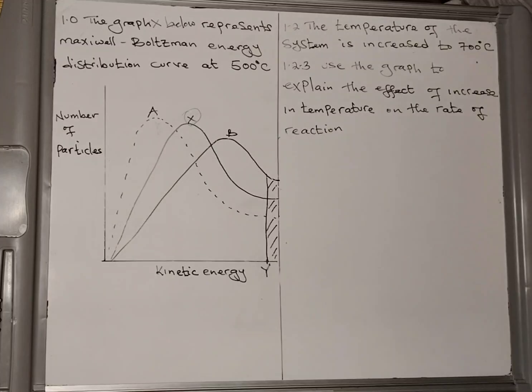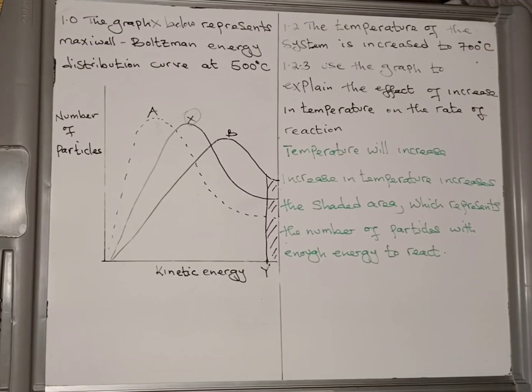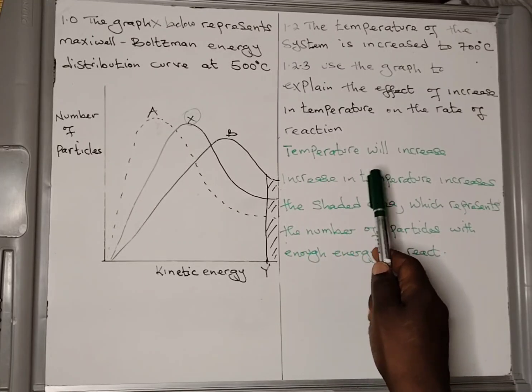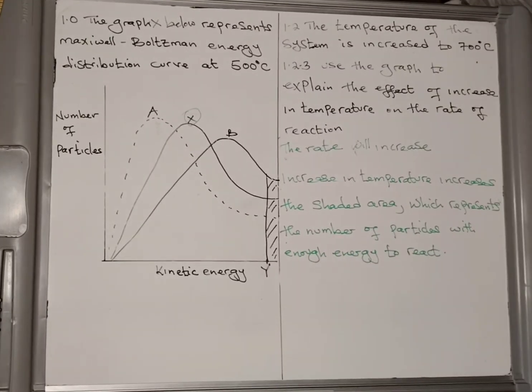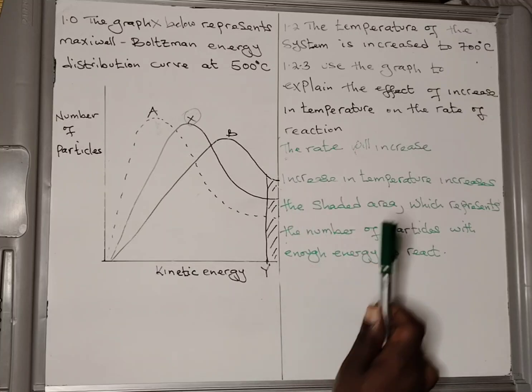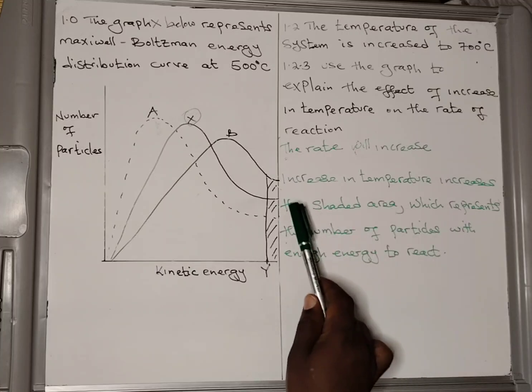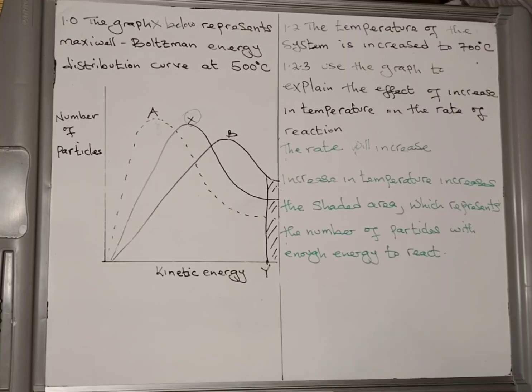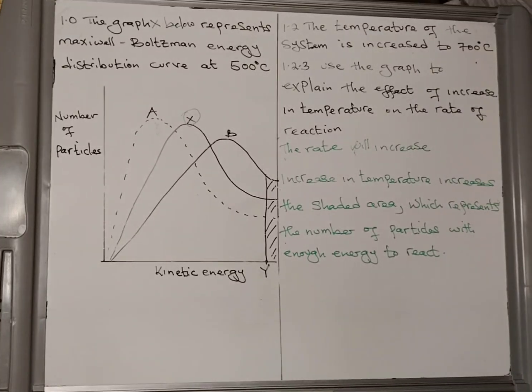Okay, let us look at that. So temperature. When temperature increased, the rate of reaction increased. Why? Increase in temperature increases the shaded area, which represents the number of particles with enough energy to react. Okay, let's go to the next question.